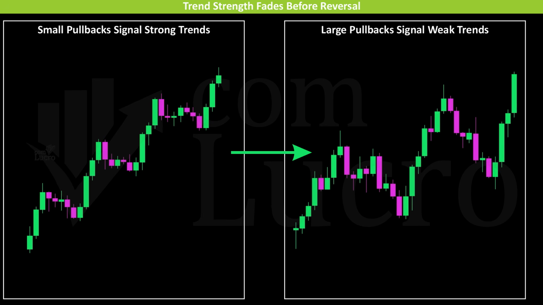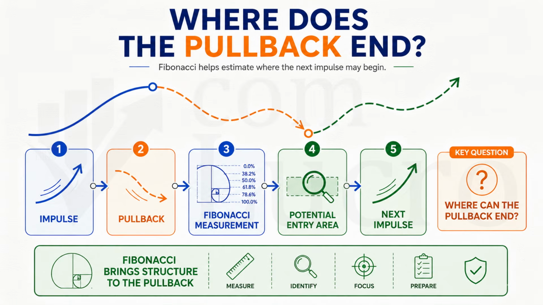Eventually, they reverse. Now, with all of that in mind, identifying where a pullback is likely to end and where the next impulsive move may begin can be extremely valuable. It helps us find potential buying or selling opportunities and participate in the trend with more structure. But how can we estimate where a pullback is likely to end? This is exactly where the Fibonacci retracement tool becomes useful.